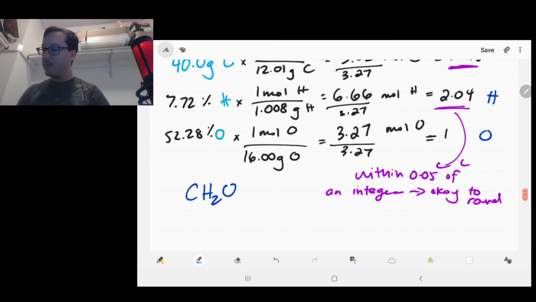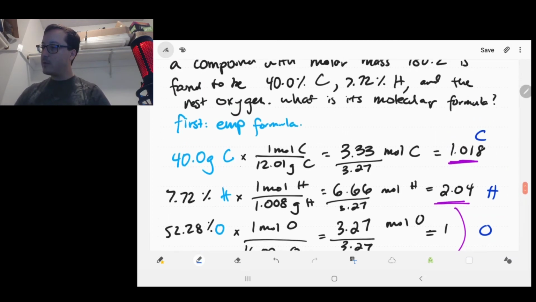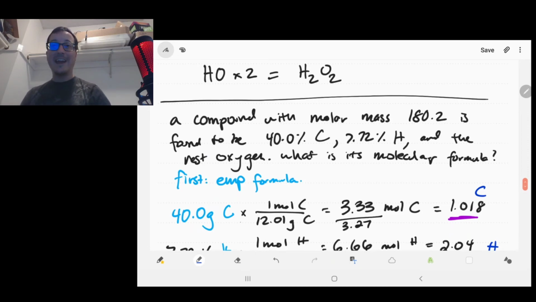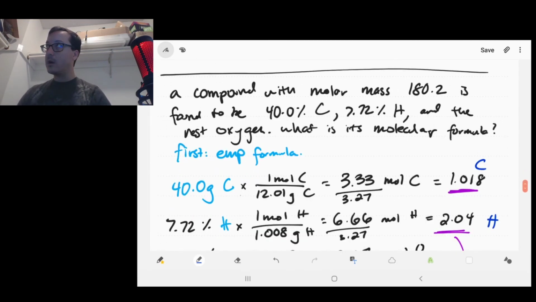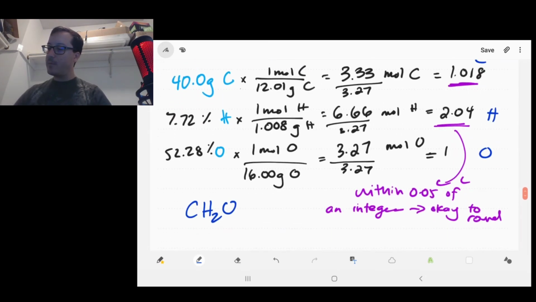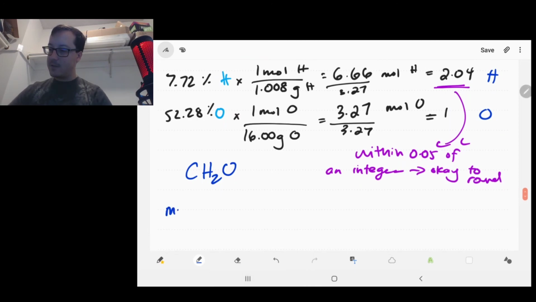However, in the problem, we are told that we have a molar mass of 180.2. And so we need to take that into account when we're working with our numbers here. If we think about this, what's the molar mass of this guy?